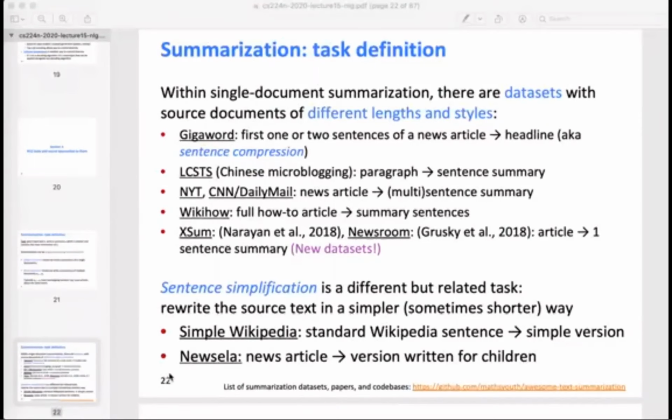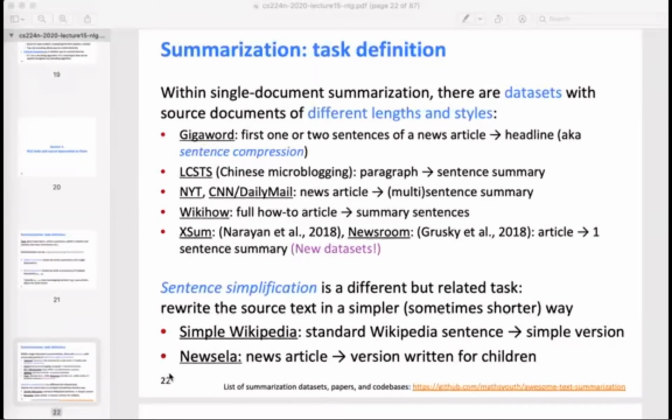There's also this different but related task called sentence simplification. The idea is to rewrite the source text in a simpler way, which means you're going to translate those difficult to understand words into simpler words so that people will understand it more easily. And normally when you write stuff in a simpler way, it's sometimes shorter. So it's kind of like a summarization problem too.